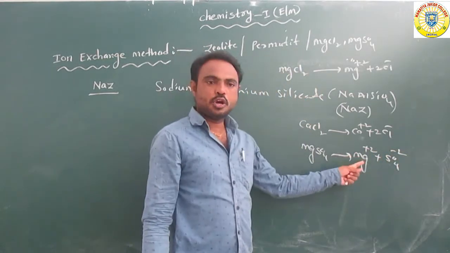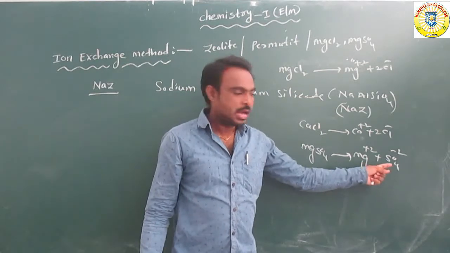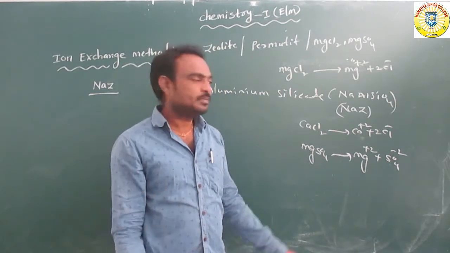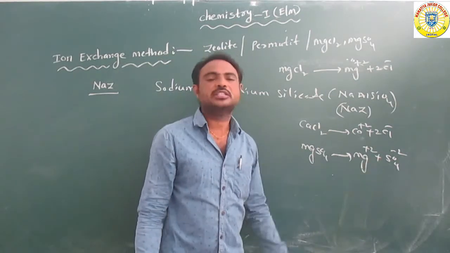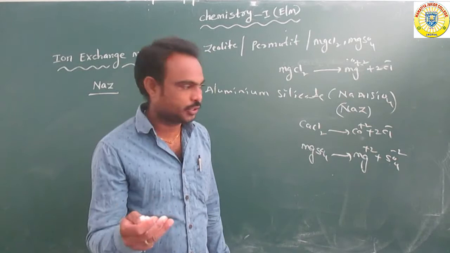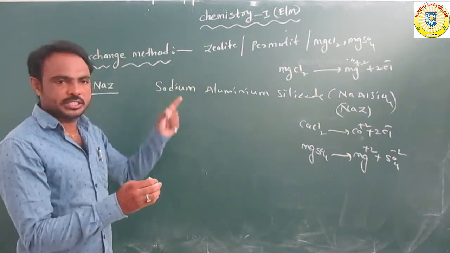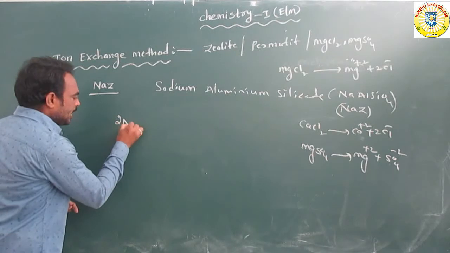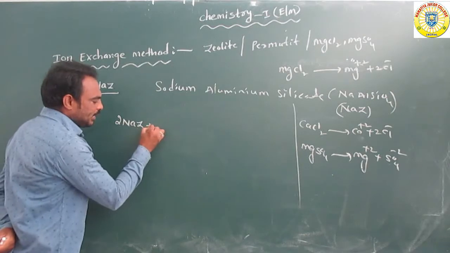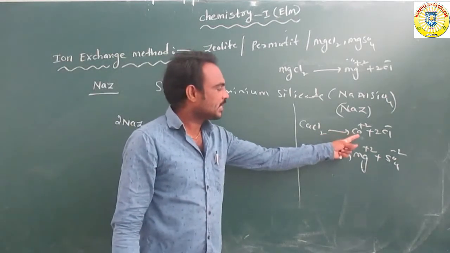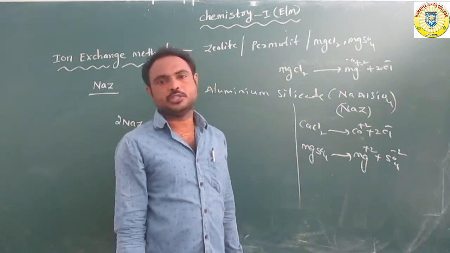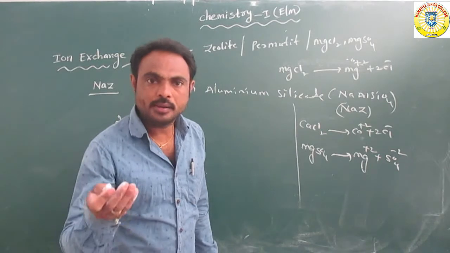One positive ion, another negative ion. Or CaSO4, calcium sulfate, is converted to Ca plus 2 and SO4 minus 2. So when we add the zeolite, that zeolite is NaZ. This zeolite reacts with the positive ion, the cation, Ca plus 2 or Mg plus 2.